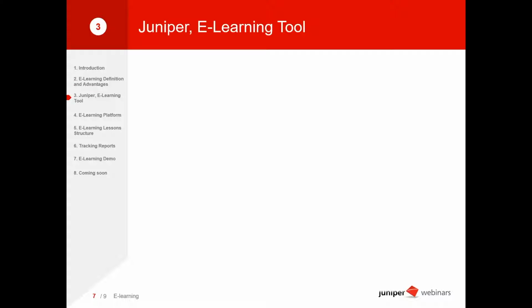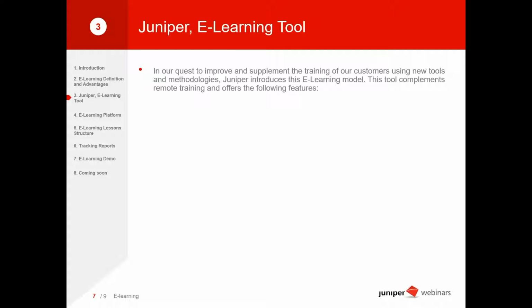Okay, Juniper Learning Tool. In our quest to improve and supplement the training of our courses using new tools and methodologies, Juniper introduced this learning model. This tool complements remote training and offers the following features. All courses have a start and end date using the calendar to match the major milestones to be met by the student. It's really important. We are going to have this start and end date, but for sure the time is enough to complete the lesson, okay?